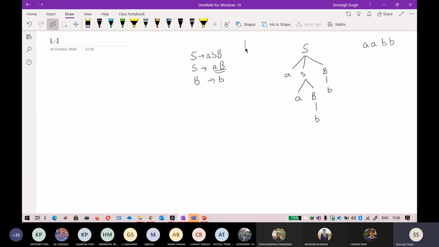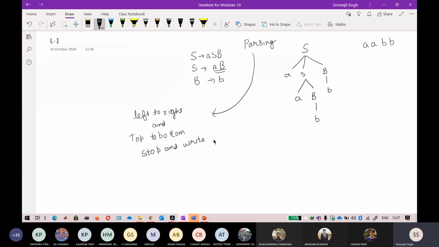Now you have to do a parsing. Parsing is one of the most important steps. If you have studied compiler design, the parsing is always done like this, from left to right and top to bottom. Always the parsing of a tree is done like this. I will tell you what exactly I mean by this. You should stop and write the terminal letter, whatever is in the terminal node.